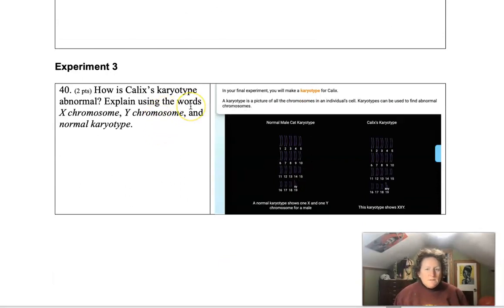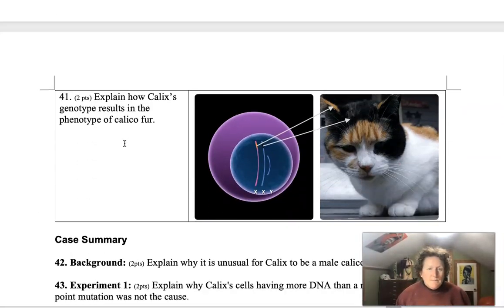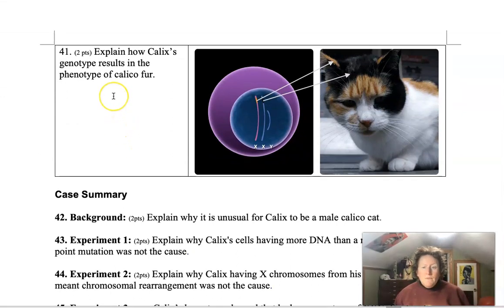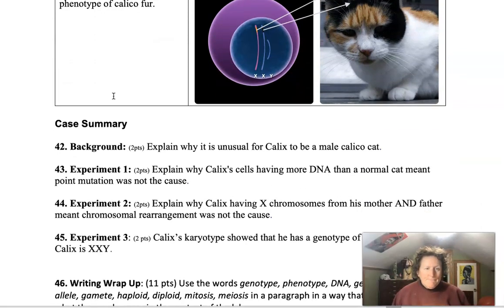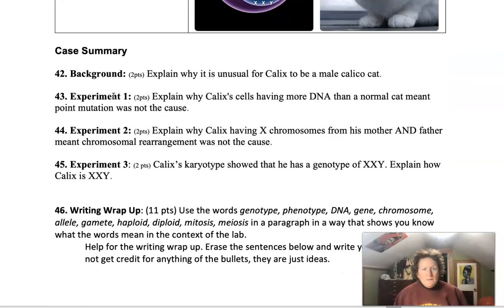You'll also look at Calix's karyotype, and you can explain how Calix's karyotype is unusual using the words X chromosome, Y chromosome, and normal karyotype. Then you get to explain how Calix's genotype results in the phenotype. So what alleles he has results in his fur color. And then you've got the case summary here. You can explain what all that DNA data means. We've talked about that.